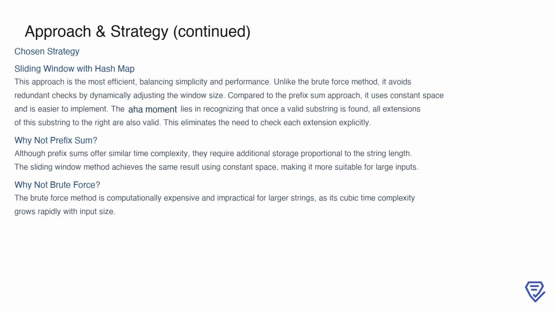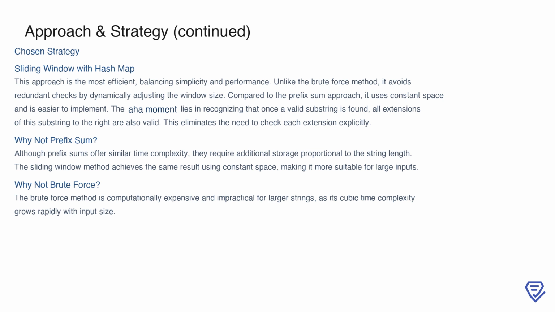The sliding window with a hash map is selected as the primary strategy due to its balance of performance and simplicity. Unlike the brute force method, it avoids redundant checks by dynamically resizing the window to include only the necessary characters. The insight that any substring starting at the current left pointer and ending at or beyond the current right pointer is valid allows us to avoid explicitly checking every possible extension. This reduces computational overhead significantly.